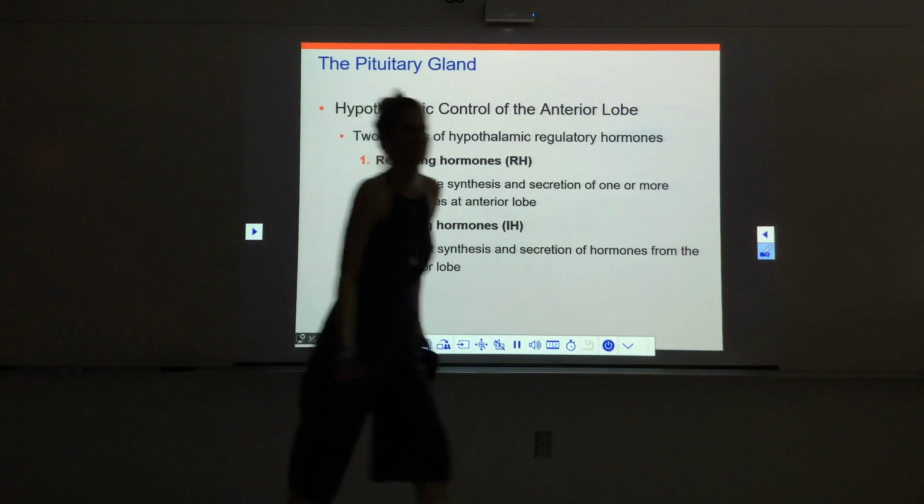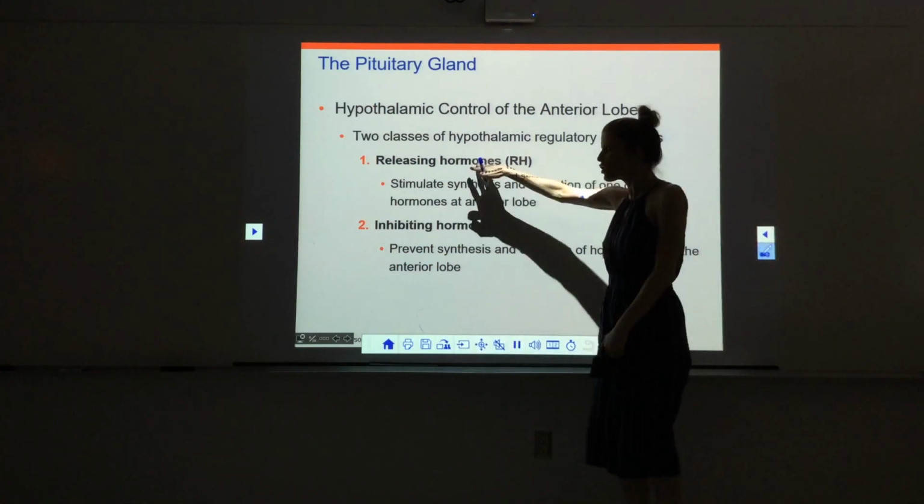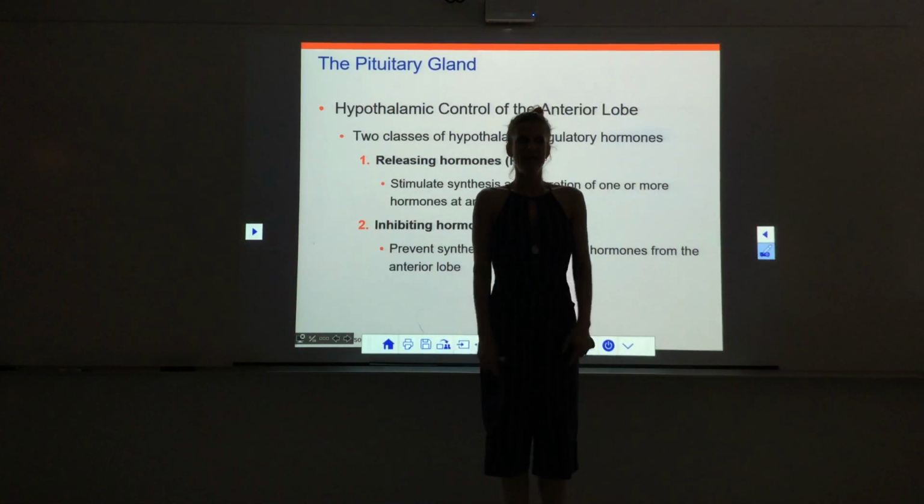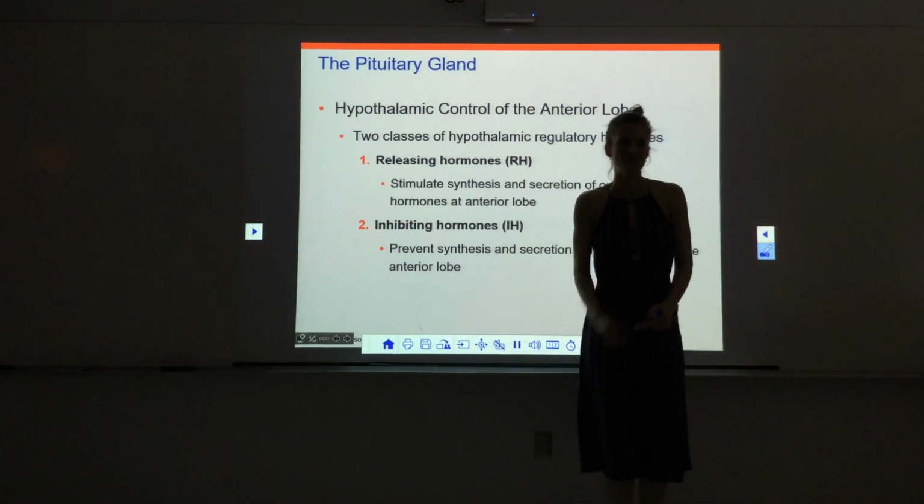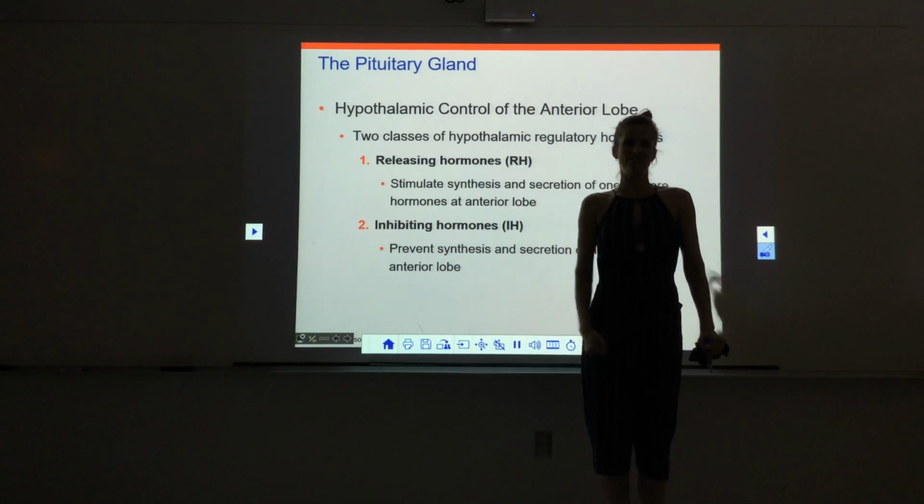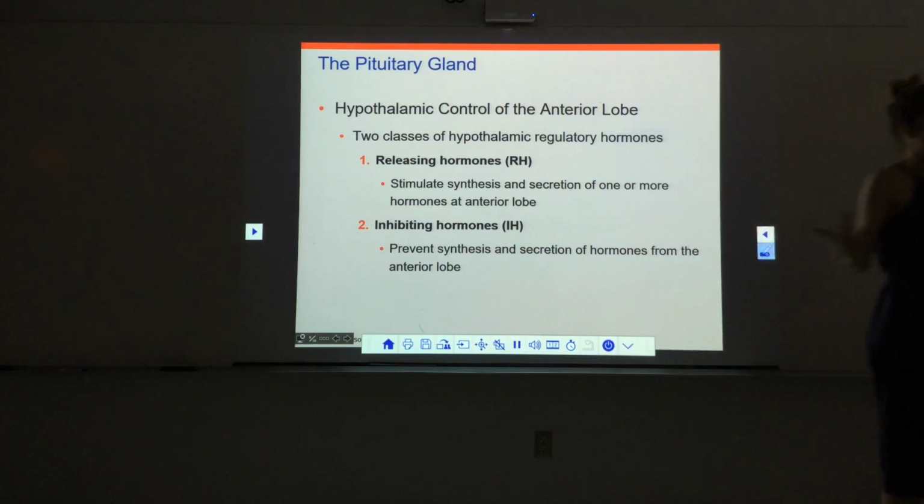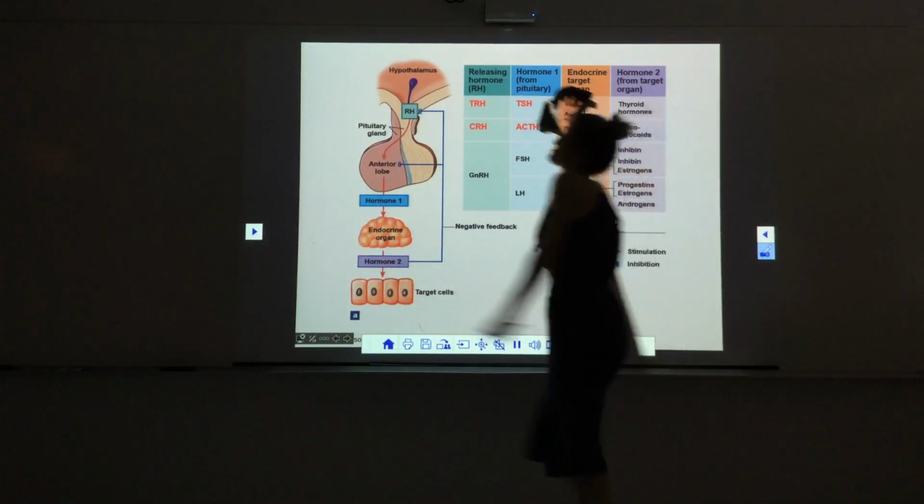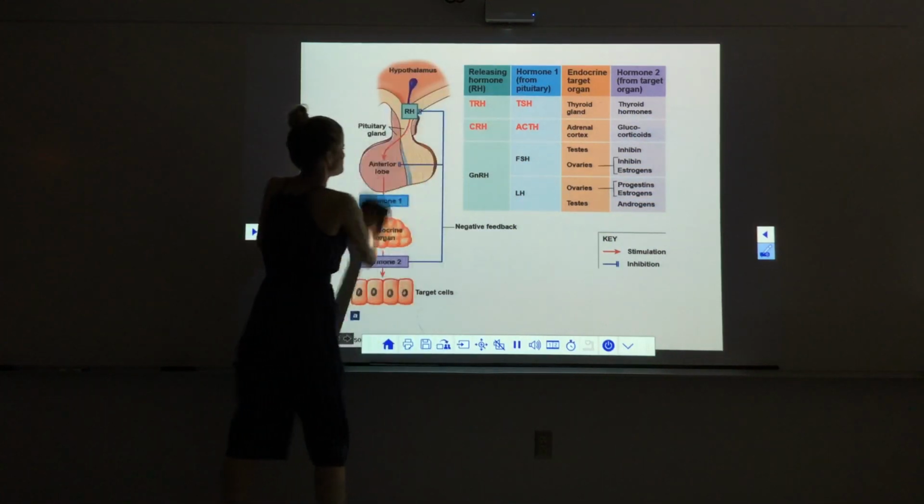You're looking at me like I'm missing something. No, that's it. Releasing hormones go down to the anterior pituitary and say, hey, release this. Inhibiting hormones go down to the anterior pituitary and say, hey, stop releasing this. They're named very aptly for once. This is one case where they did not try to confuse you.